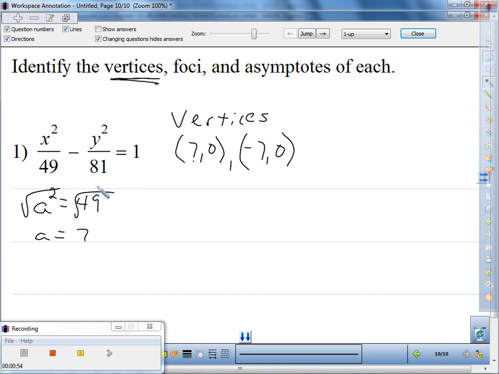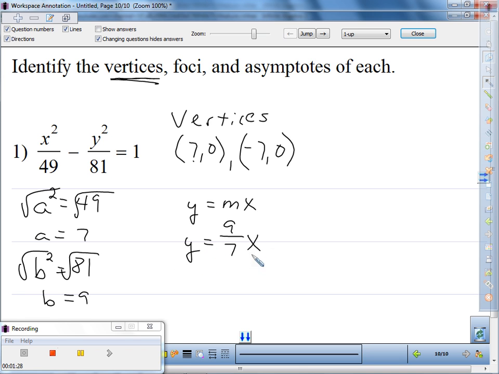Okay. Now, unless we're actually graphing it, we don't need the b value right now. But we can go ahead and find the asymptotes. We need the b value for it. So b squared is equal to 81. B always comes second. So take the square root, and we get b is equal to 9. Okay, now remember, it's always rise over run for our slope. So yeah, the y comes from the 9, so it's going to be 9 over 7. Right, and so that's one of the asymptotes, and then we have the other one, which is just the negative of that.